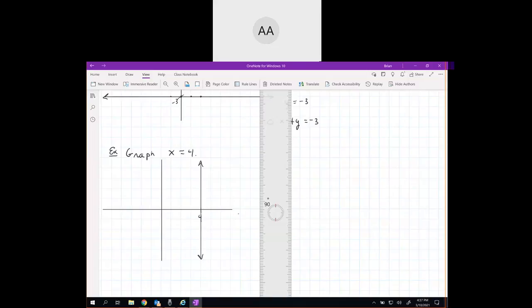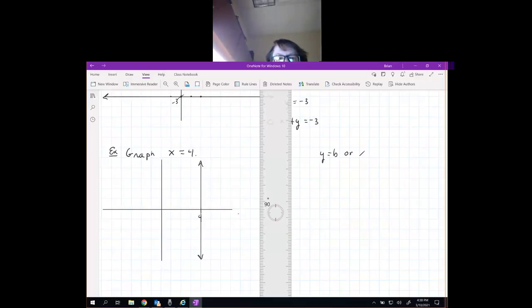So these are special lines. When you see y equals b or x equals a, that thing is horizontal. That thing is vertical.